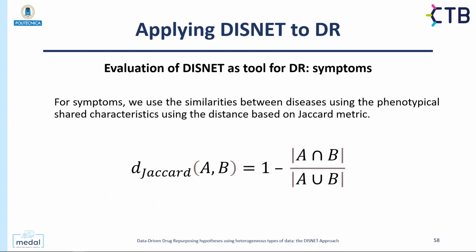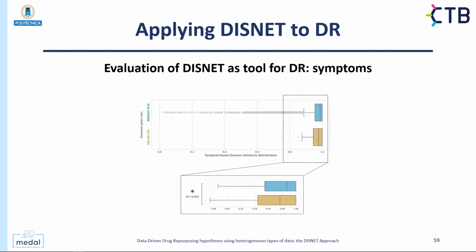We did the same with the Jaccard distance for the symptoms, for the phenotypes, okay? And again, we get the same result. Probably not so much higher, but significantly higher in terms of statistics, okay? The relationships between the DISNET random triples and the drug repurposing that we know is higher. The similarities between the two diseases.